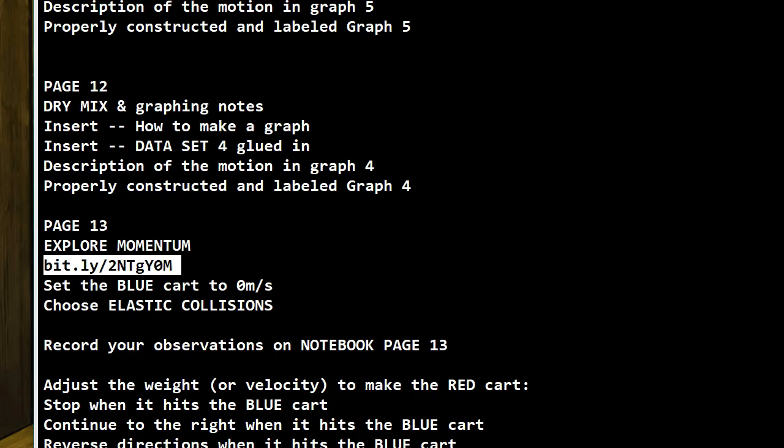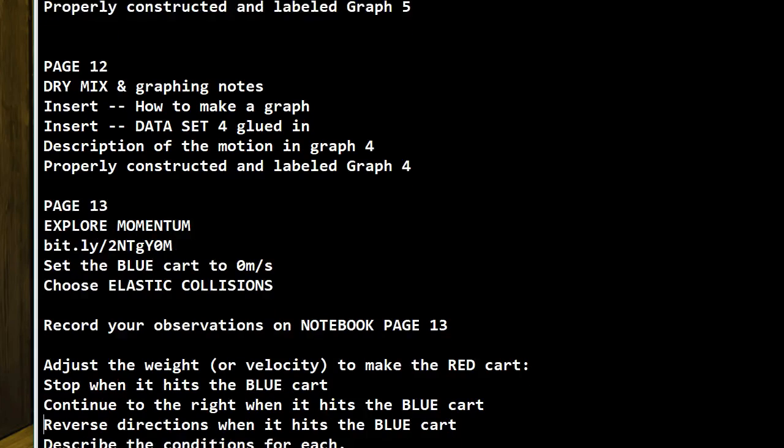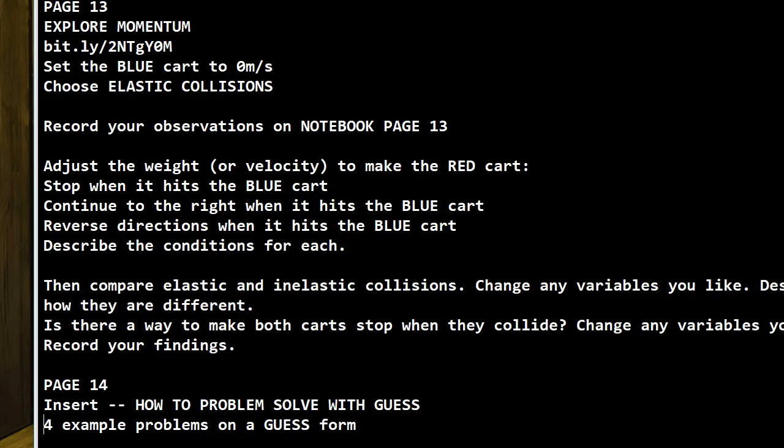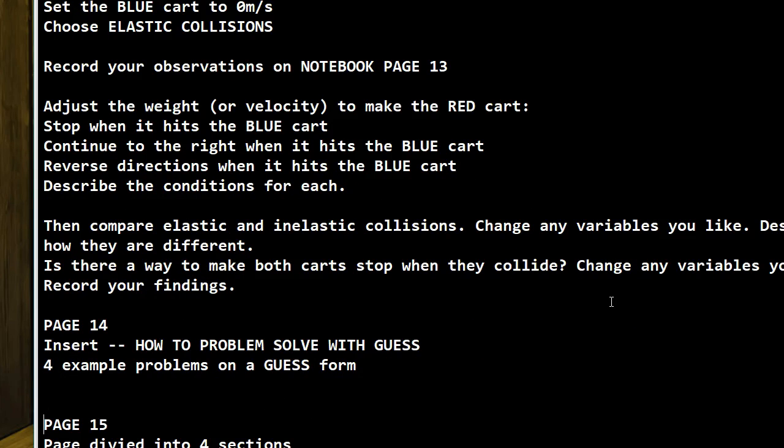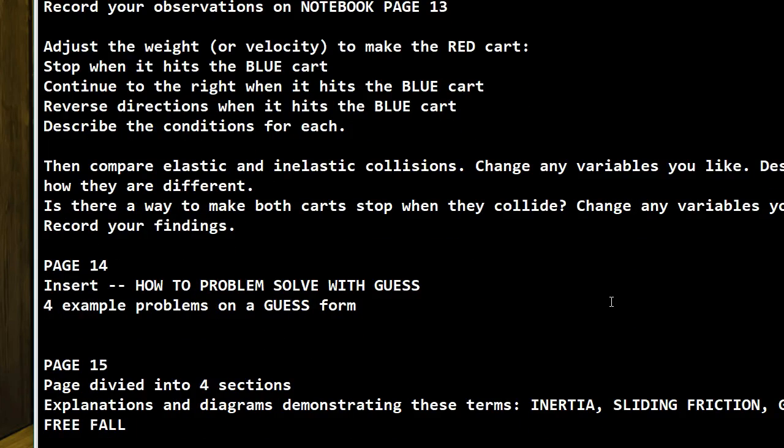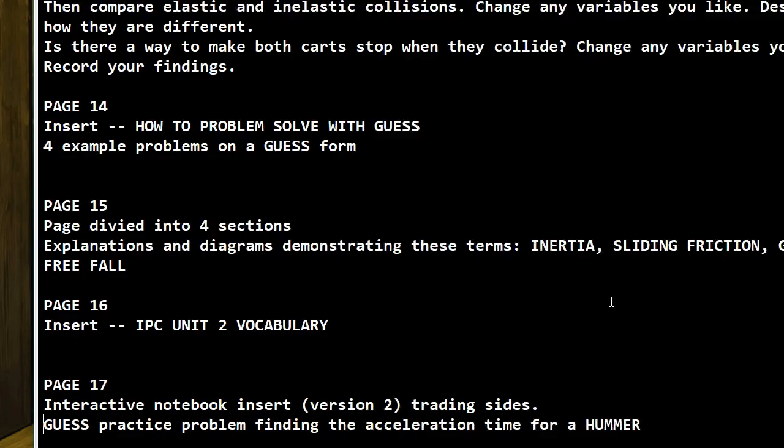So the bit.ly is bit.ly/2nt, capital letters, lowercase g, capital Y, the number 0, and a capital M. That's the bit.ly that'll take you to the Physics Classroom simulation, and you can make some observations there. There are some instructions there that we really don't want to mess with right now, but that's what you should do. Just collide some carts, different scenarios, and record your observations.